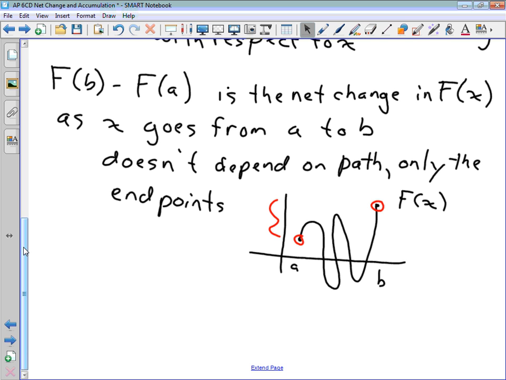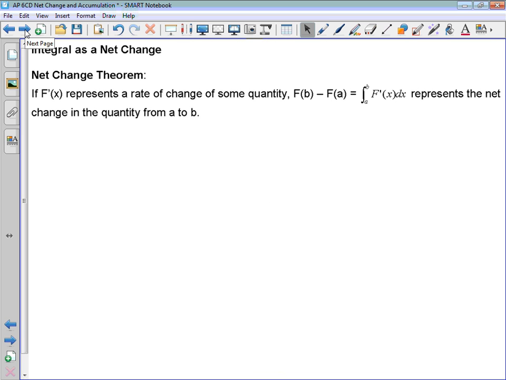So all of this, we can put together into what is called our net change theorem. And the net change theorem says that if capital F primed at x represents the rate of change of some quantity, capital F at b minus capital F at a is equal to the integral of that rate of change over x, and that represents the net change in the quantity from a to b.